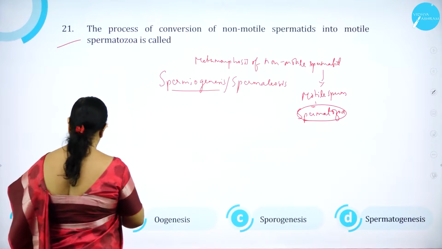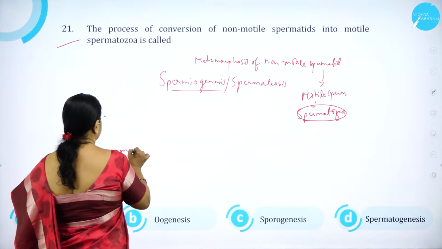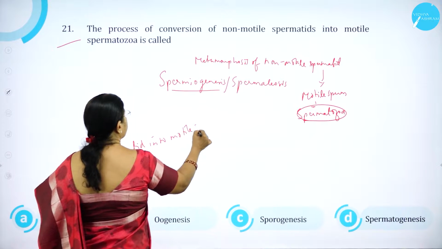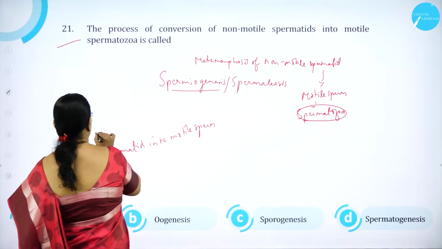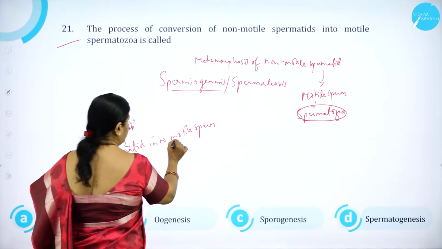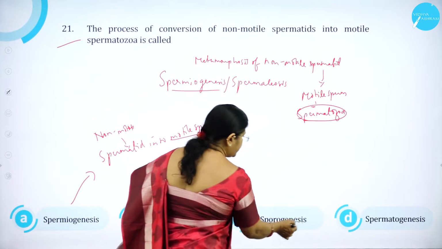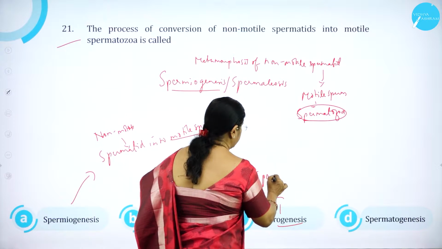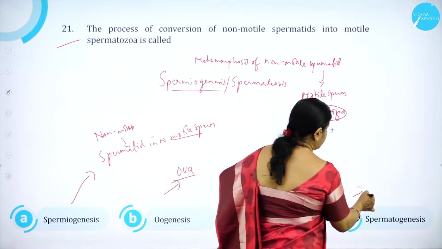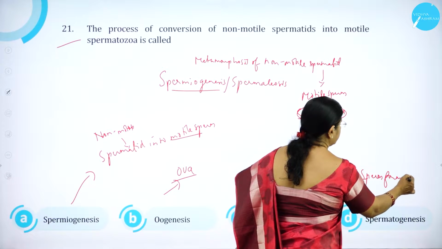Oogenesis. What is oogenesis? Spermiogenesis is what? Process of transformation of spermatid into motile sperm, that is non-motile spermatid into motile. Oogenesis is process of formation of ova in female. Sporogenesis is spore formation. Spermatogenesis is sperm formation, process of sperm formation.